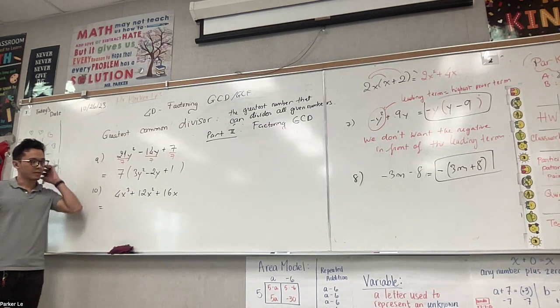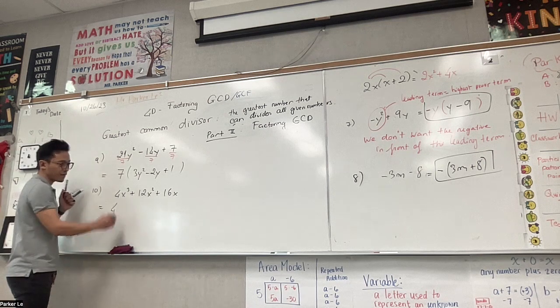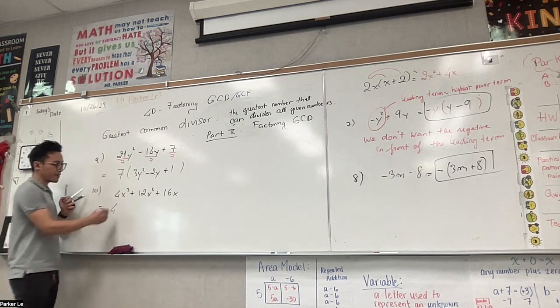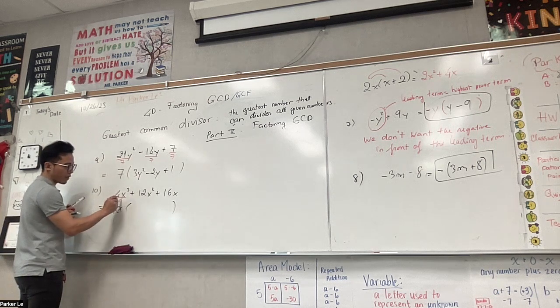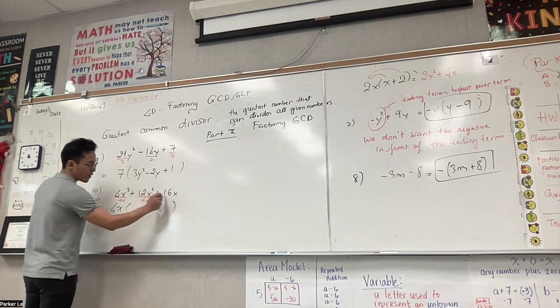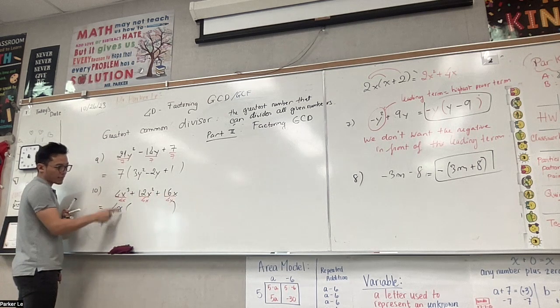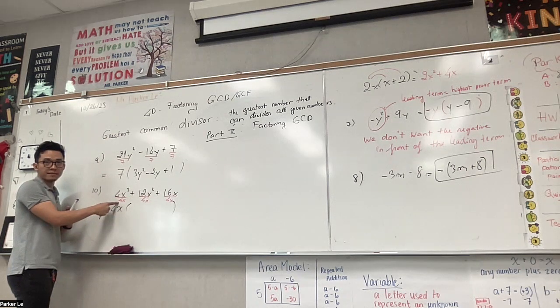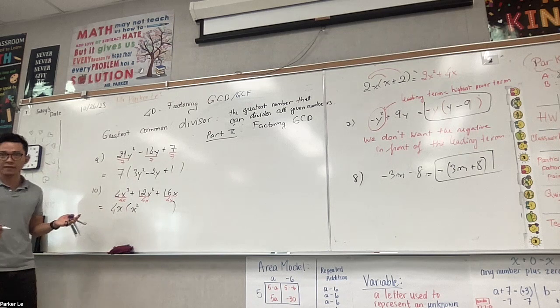Okay. Same with 10. What is the GCD for the number 4, 12, and 16? 4, right? 4. And then what is the GCD for the letter X? Very good. What do we have left? So you divide everything by 4x. Divide everything by 4x. So 4x cubed, you took out 4x, I mean you divide it by 4x. What do you have left? 1x squared, but you don't need to divide 1, right? So x squared. Very good.